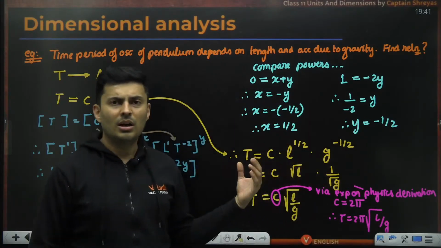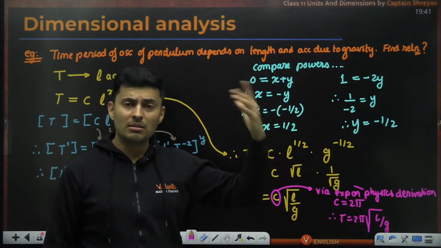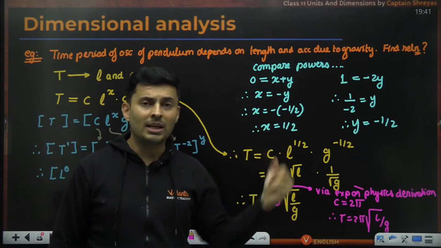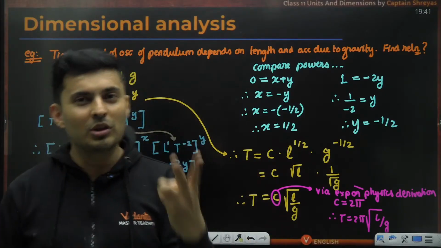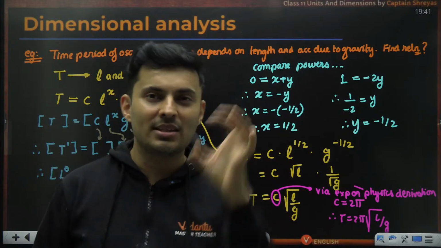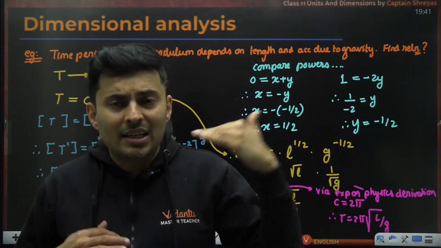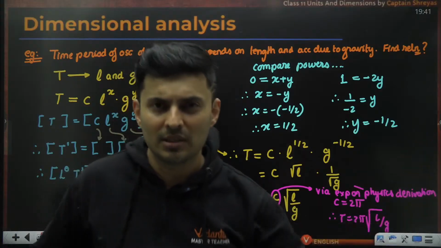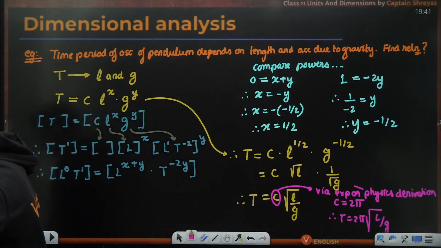One option will be 5 pi root L into G. Another option will be L into G by something. Another option will be L square by G. Another option will be something root L by G. Oh, that will be the answer. You don't break your head over the constant. Unless two options have the same root L by G but different constants, that you can't eliminate, because obviously you can't determine the constant. But at least you will narrow down the options, eliminating certain options which can't be possible. That is the use of this method. Is this absolutely clear? Dimensional analysis, you tell me, warriors, isn't it easy?